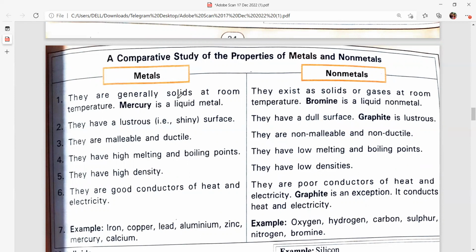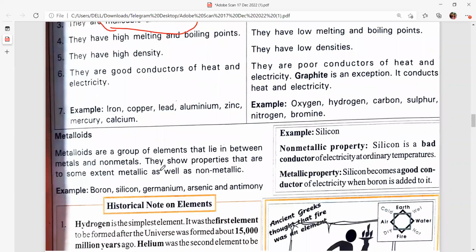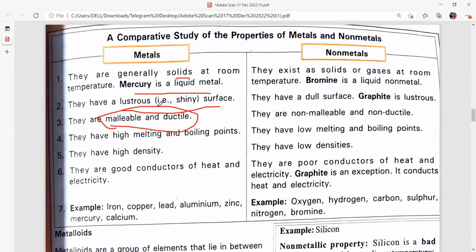Generally, metal is solid. The exception is mercury, which is a liquid metal. See, you put the light on your steel utensil, you will see they have a shiny surface. They are malleable and ductile. What is malleable and what is ductile? I will tell you. Let me read all the points first, then I will tell you what is malleability and what is ductility. These are the two properties of your metals: malleability and ductility.